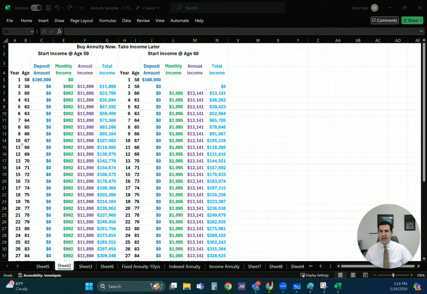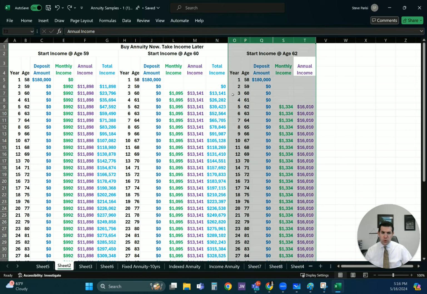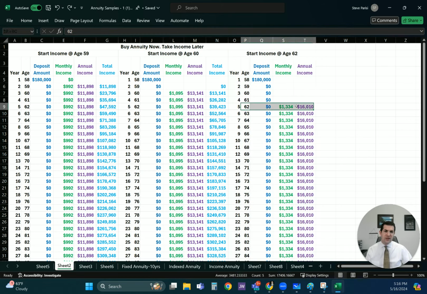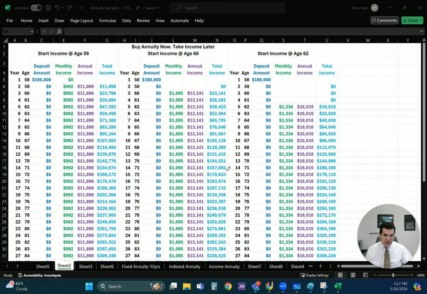Of course, it depends on him and his situation. What if he says, hey, I'm not going to need it because I'm going to go back to work for a few more years. At 62, I want to start taking income. All right, well, at 62, gives him about $1,300 per month. And this is guaranteed too. Like there's no hypotheticals here. You'll see from the insurance company, here's your guaranteed income payout per month, $16K per year. Look at the total, and we can look at it side by side.